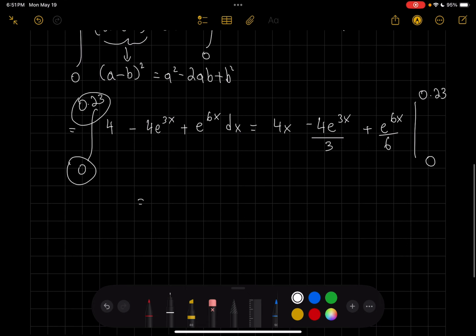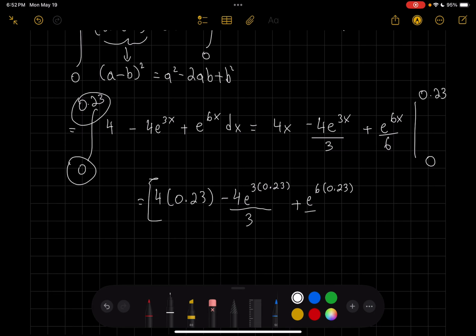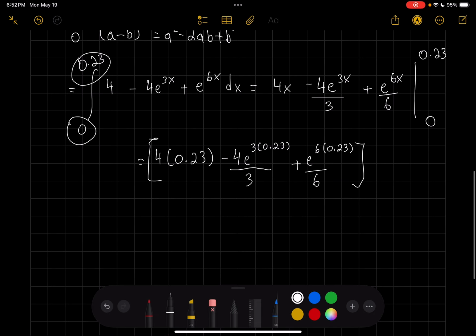So basically, you're going to replace, first of all, x by 0.23. So let's do it in segments. Minus 4e to the power of 3 times 0.23 over 3 plus e to the power of 6 times 0.23 over 6. All of this minus, now replace it with 0. So 4 times 0 is 0, minus 4e to the power of 0 over 3, because 3 times 0 is 0, and e to the power of 0 is basically 1. So we're going to write 1 over 3 plus 1 over 6.